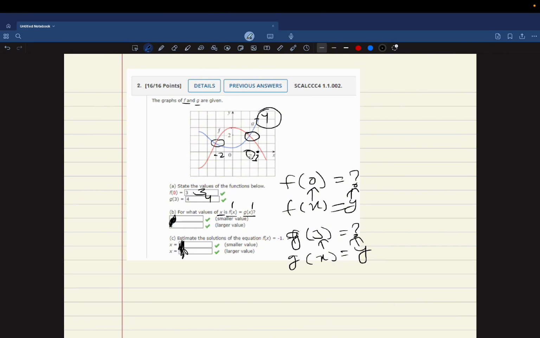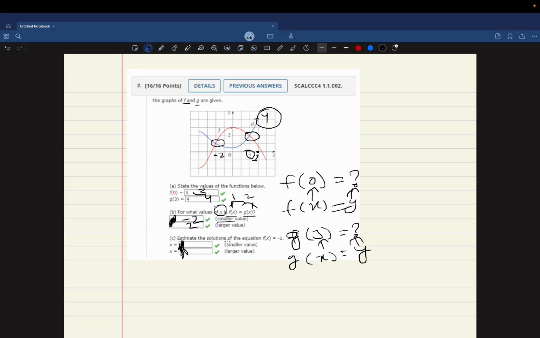So when the value of x is 2, the value of y for both graphs is 2. Now when the value of x is -2, the value of y for both graphs is 1, right? So when it is 2, the value of both f and g is 2 in this case, so it is the same. And also for both it is 1 when the value of x is negative 2, so it is also the same. So it is asking for the smaller value, which will be negative 2, because negative 2 is the value of x which this question is asking, and 2 is the larger one.